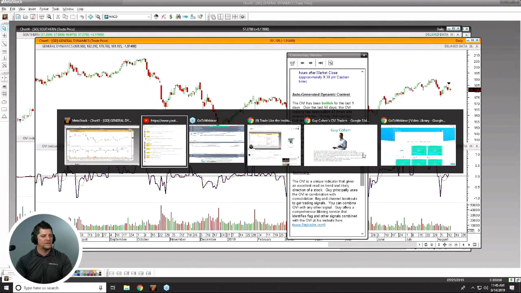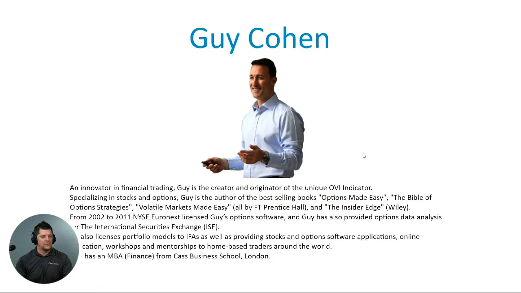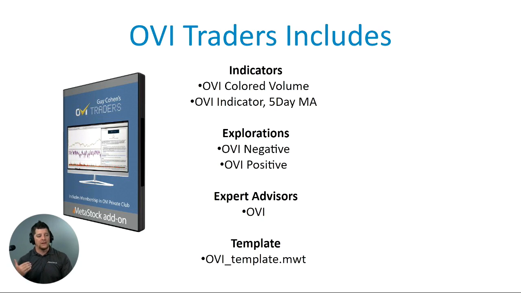I'm really happy to say that if you have the OVI and you get MetaStock, you automatically have access to this add-on. It comes with the volume indicator. The main thing here is the Options Volatility Indicator, the OVI. It comes with 2 explorations. Again, this is a very simple, straightforward system. With the explorations, you can either look for bearish conditions or bullish conditions. That's the OVI negative and positive.